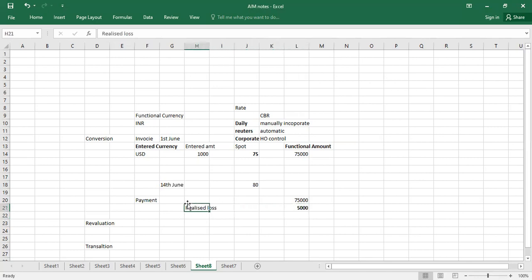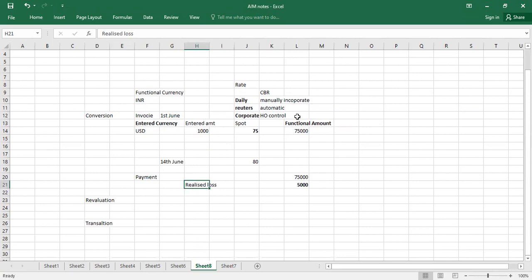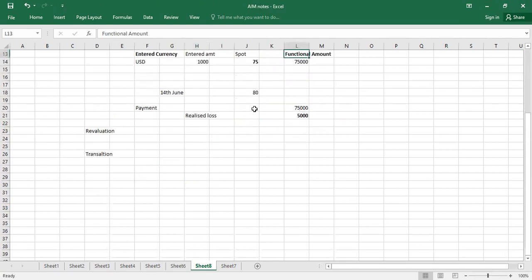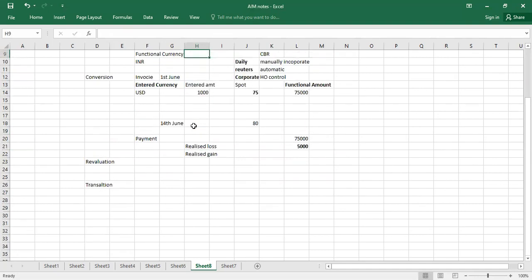It is realized because you have to pay it from your pocket. So do you understand the logic? When you are paying, entered currency into functional currency, you can say foreign currency also, but in Oracle it is entered currency into functional currency. Plus or minus, realized loss or realized gain. These accounts will get affected because it is a direct P&L account. Suppose the same thing I am doing in a balance sheet account, that is called revaluation.